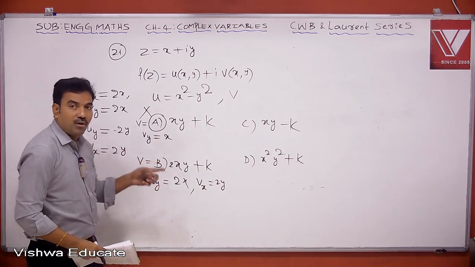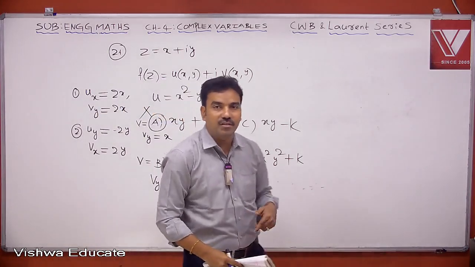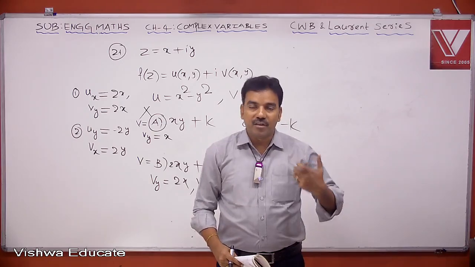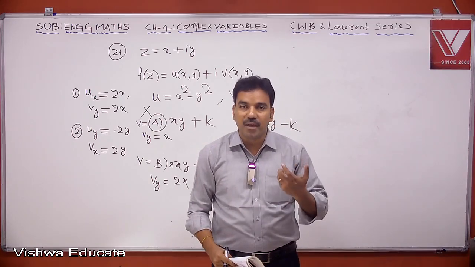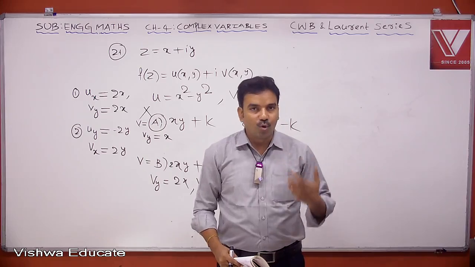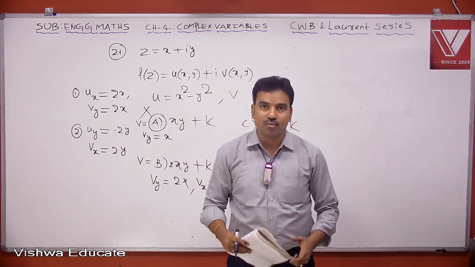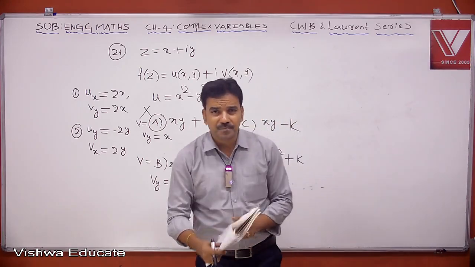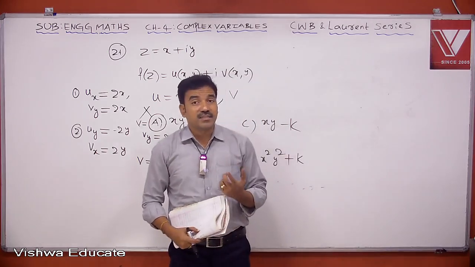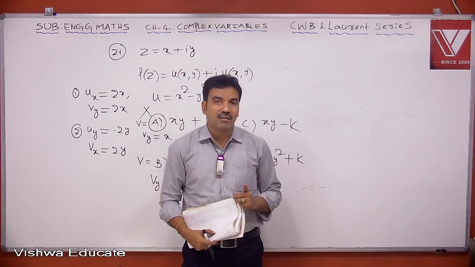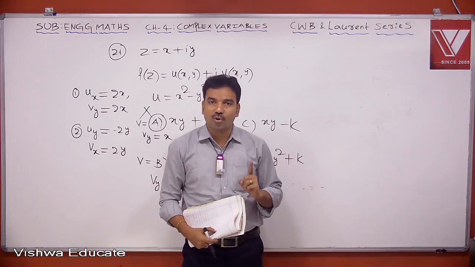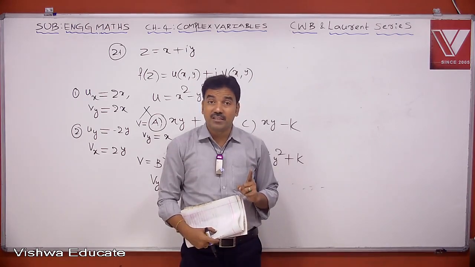When an option does not satisfy any one of the CR equations, eliminate that. But if it satisfies both the CR equations, it may or may not be the right answer. So don't confirm and don't eliminate either, right? I repeat the points. If an option does not satisfy any one of the CR equations, eliminate it. It is a 100% wrong answer. That is called the elimination technique method.